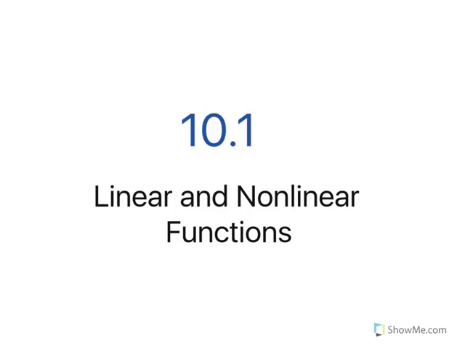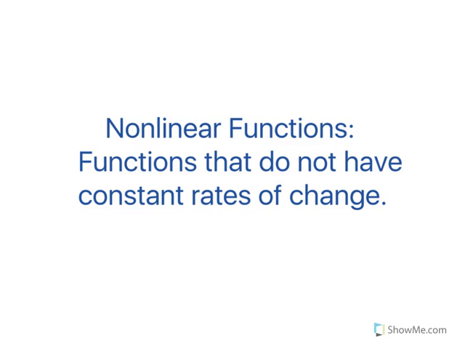This lesson is on section 10.1, titled Linear and Nonlinear Functions. So the definition of a nonlinear function is pretty much the opposite of what we talked about in chapter 9, which are functions that do not have constant rates of change. All in chapter 9, we are dealing with constant rate of change for all of our functions. Nonlinear is the exact opposite. So there's no pattern, there's no constant rate of change.